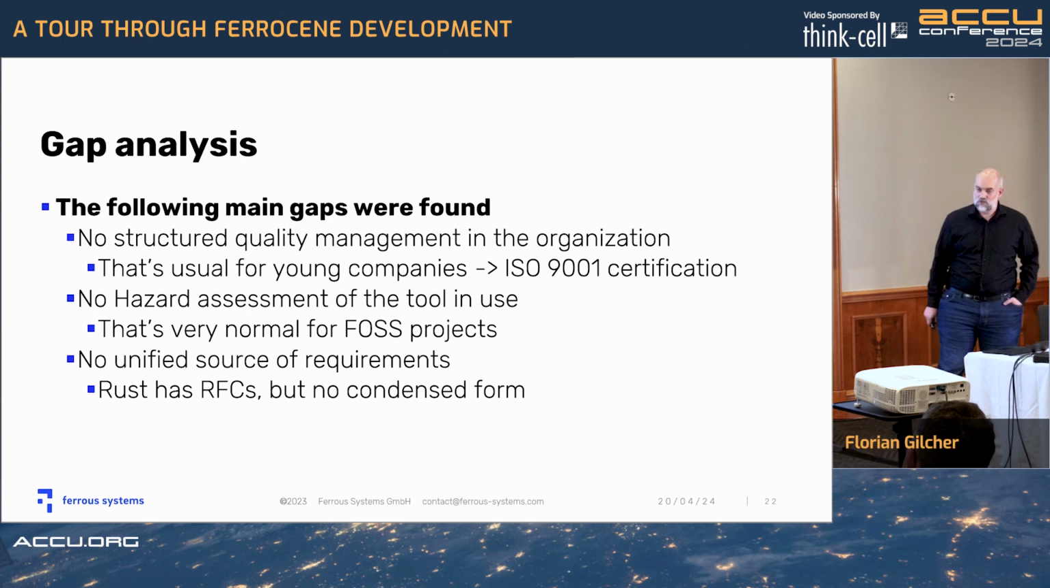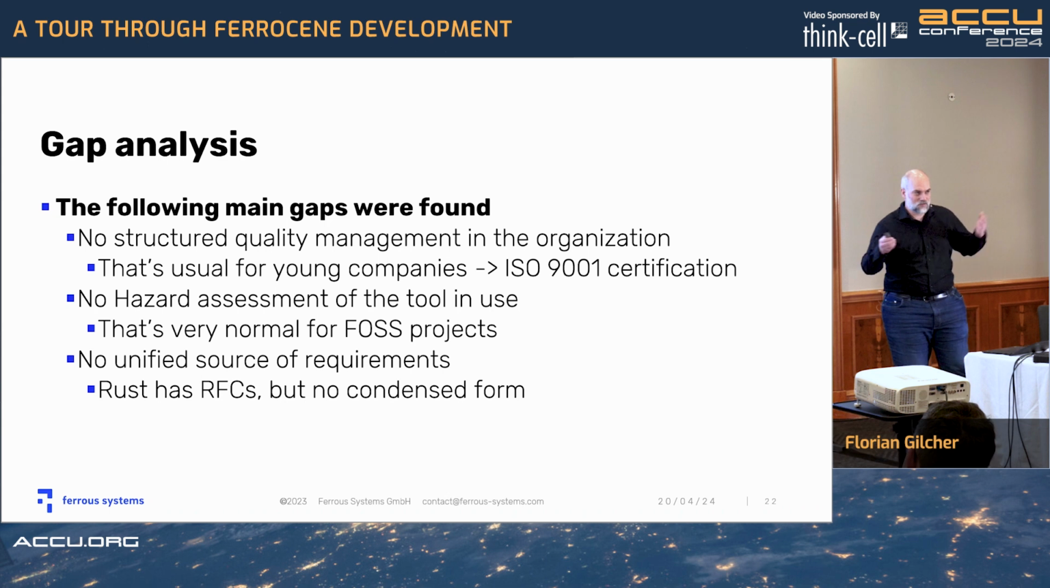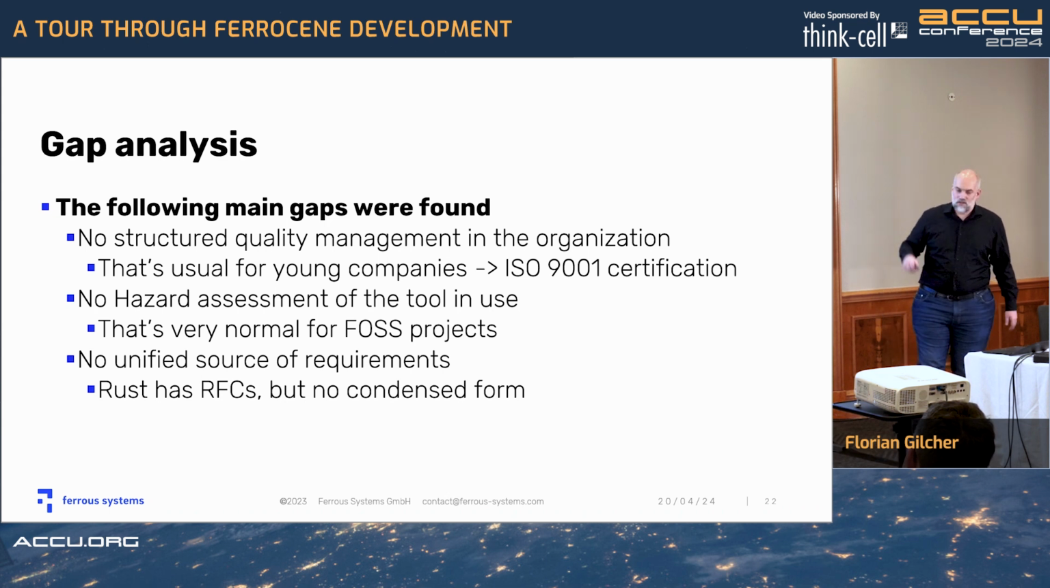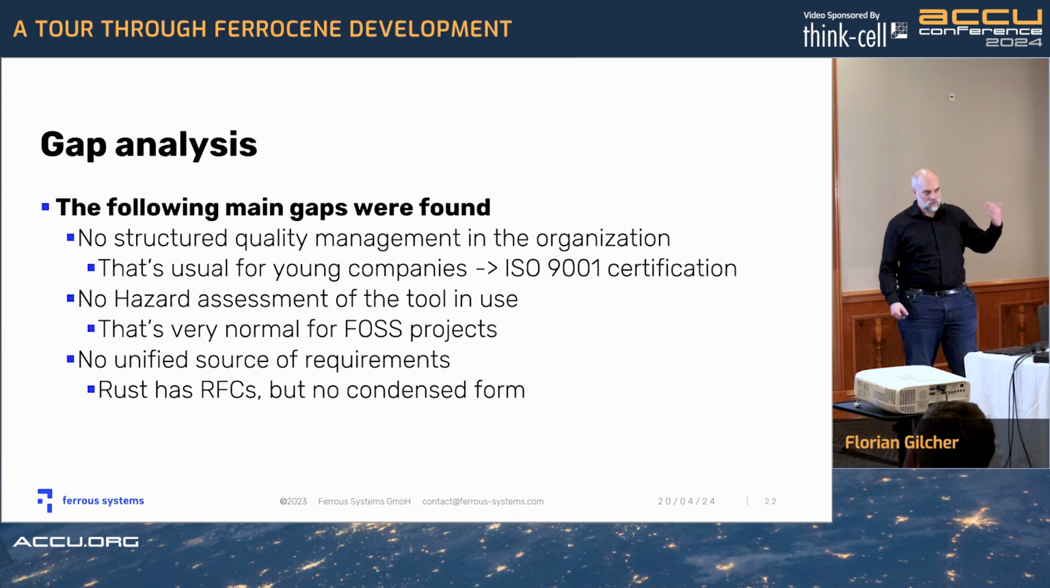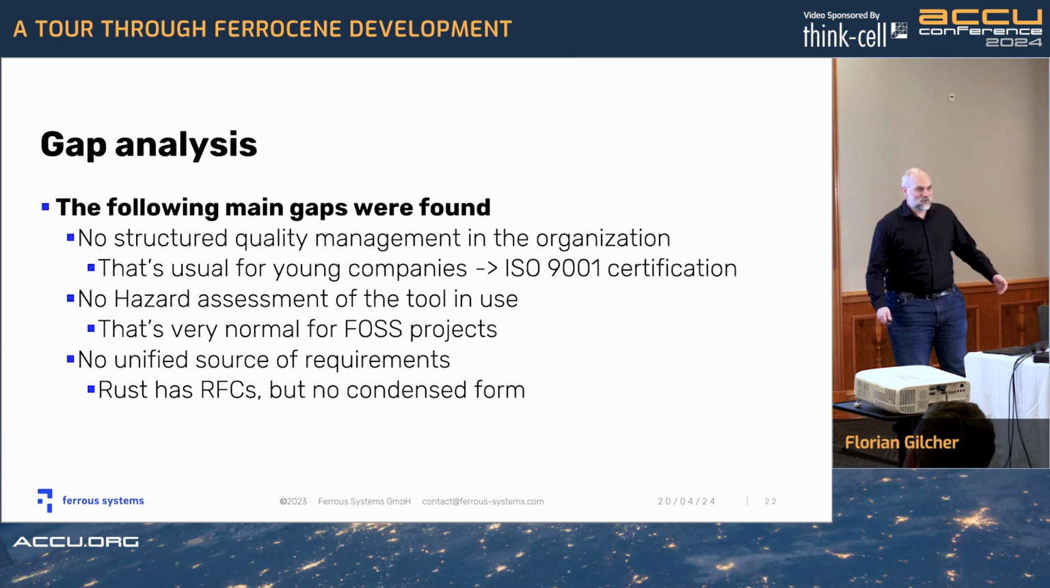No structured quality management in the organization. It's not a big problem. We were founded in 2018, a small consultancy, a couple of Rust people. That's usual for young companies. This is something we got good advice on: hey, by the way, there's a standard for quality management, the ISO 9001. It's a pretty low bar, and there are people who help you with that. It's also very useful for young companies to at some point level up the organization. There are things in there like, do you actually have fiscal management? Do you see if you go broke or not?